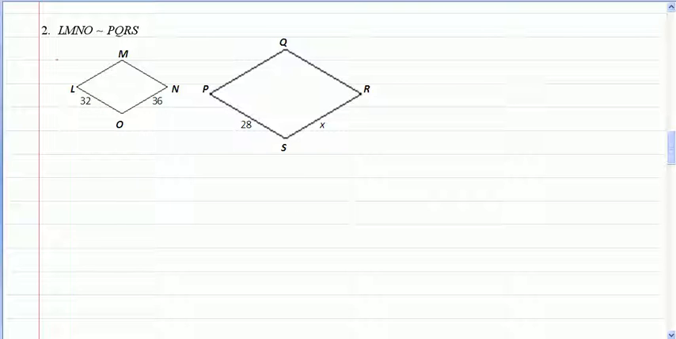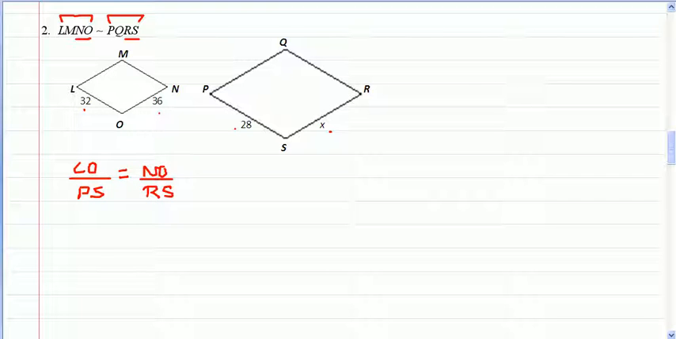So in number 2, we have figure LMNO is similar to figure PQRS. So starting with LO, I have side LO, and it corresponds to the letter PS in the second figure. So my first fraction will be LO over PS, and then the second fraction, I'm given side NO, which is 36, and I want to find x. NO and RS are the last two letters in both. So it's NO over RS.